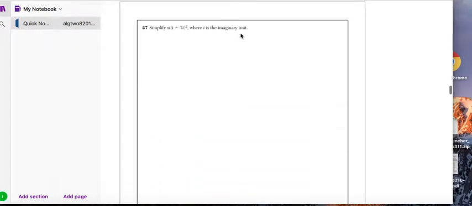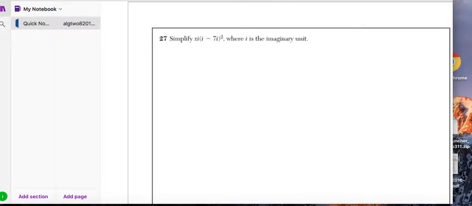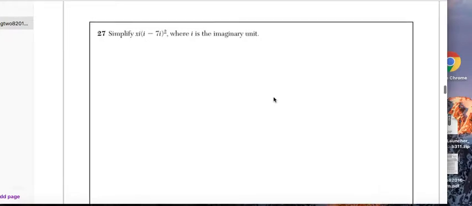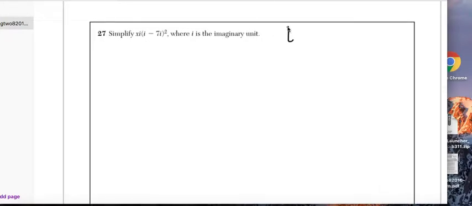Number 27. Simplify x times i minus 7i squared, where i is the imaginary unit. So remember this, guys. i is equal to the square root of -1. It's an imaginary number because you can't take the square root of a negative number in the real number system, because that would result in an imaginary number, right? And when you square both sides, you know that i squared is equal to the value -1.